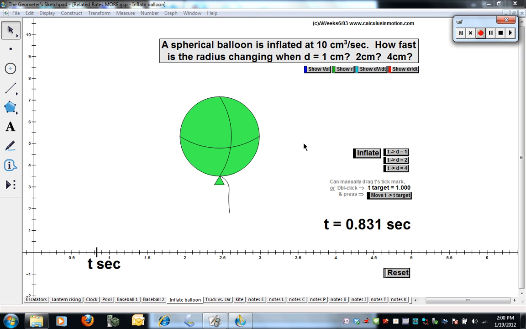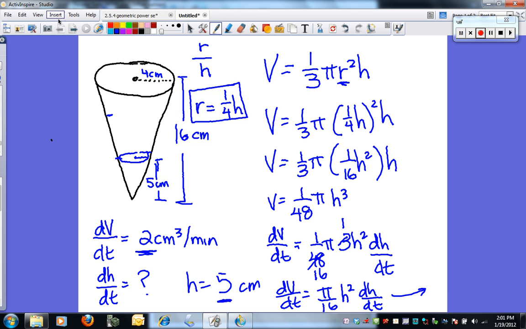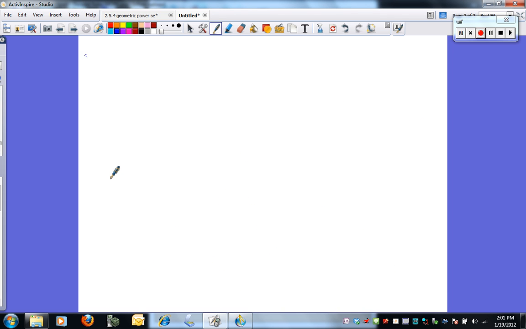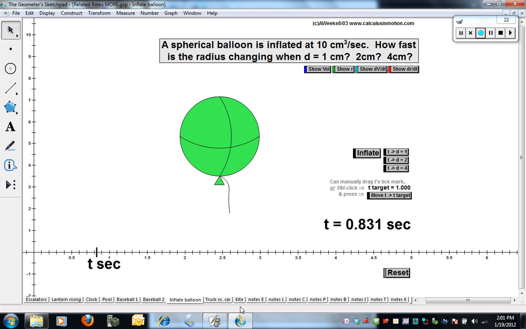This time we're going to be talking about this beautiful balloon that we see here. And we're going to be solving another problem with related rates dealing with, it looks like, volume. So here's our situation. A spherical balloon is inflated at 10 cubic centimeters per second. How fast is the radius changing when d equals 1 centimeter, 2 centimeters, 4 centimeters?